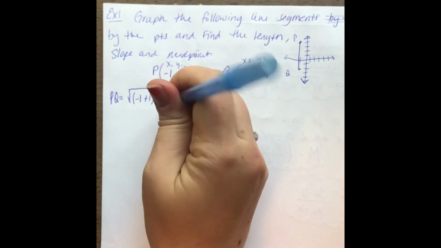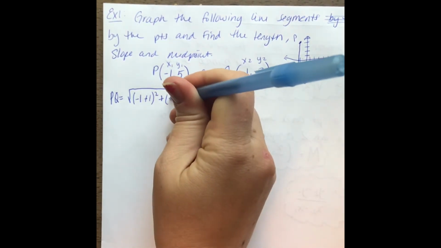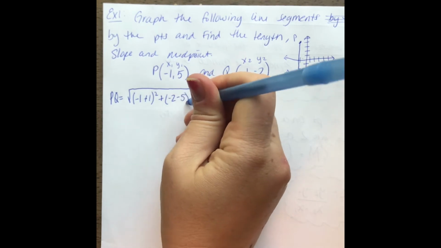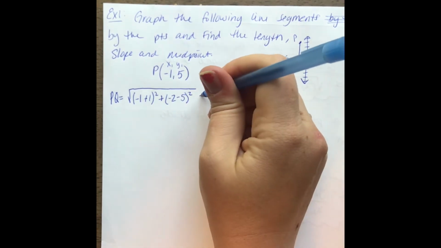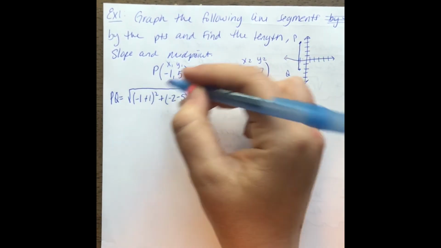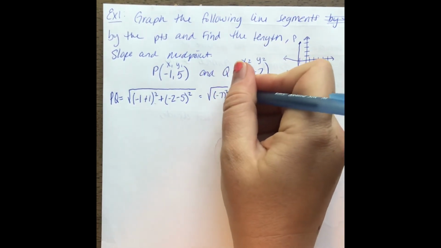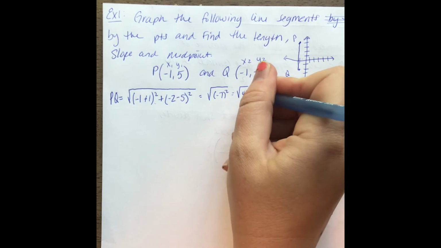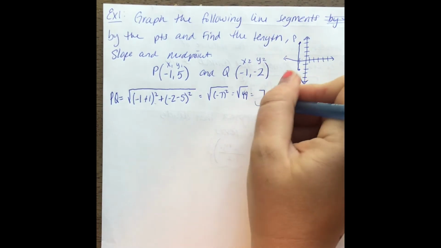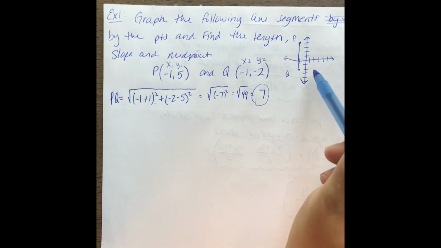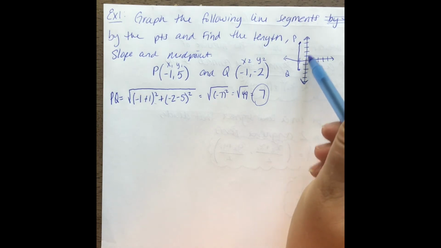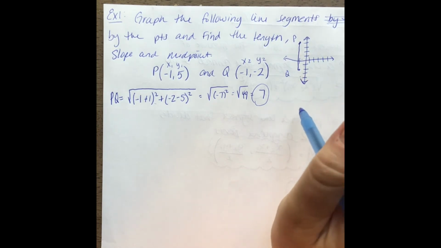plus y sub 2, negative 2 minus 5, squared. So that's going to be negative 1 plus 1 is 0 squared, so that disappears. Then you're left with negative 7 squared, which is the square root of 49, which is just 7. And if you wanted to, because it's a vertical line, you could have counted the number of units from P to Q, and it is 7.